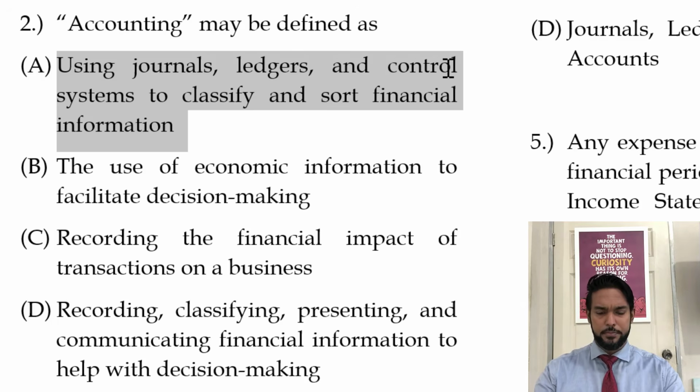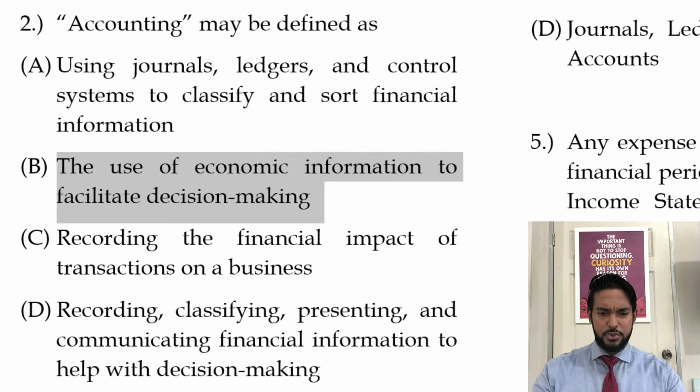Let's take a look at option B. So let's leave option A alone for now. Option B: the use of economic information to facilitate decision making. Well, that does play a part in it, right?